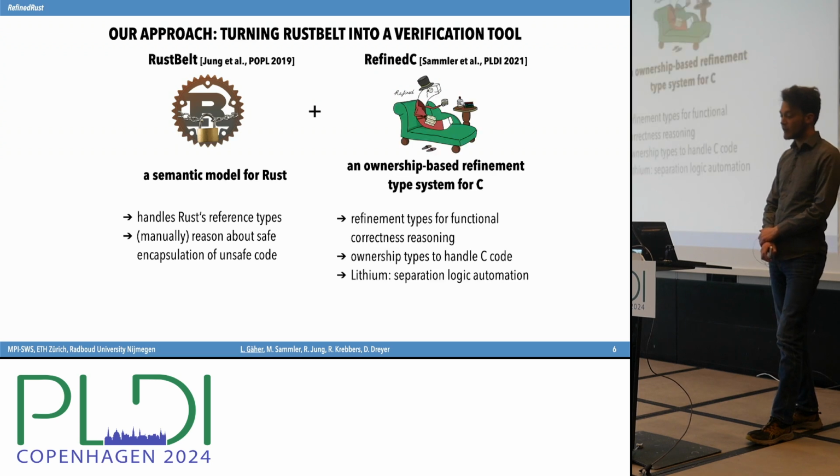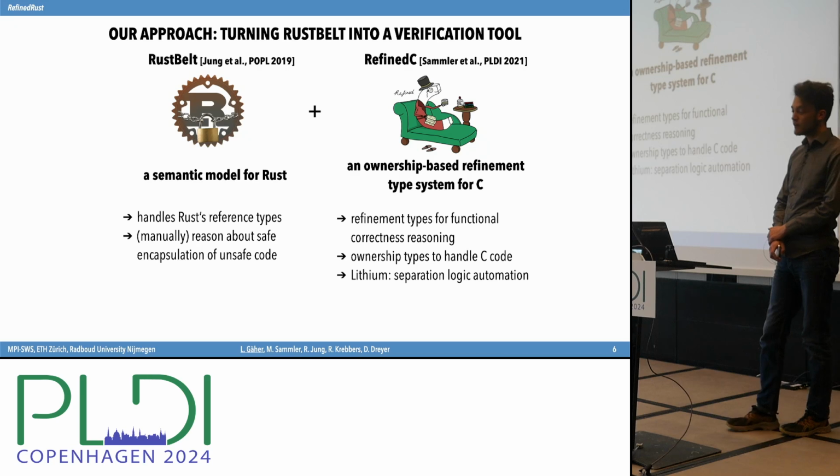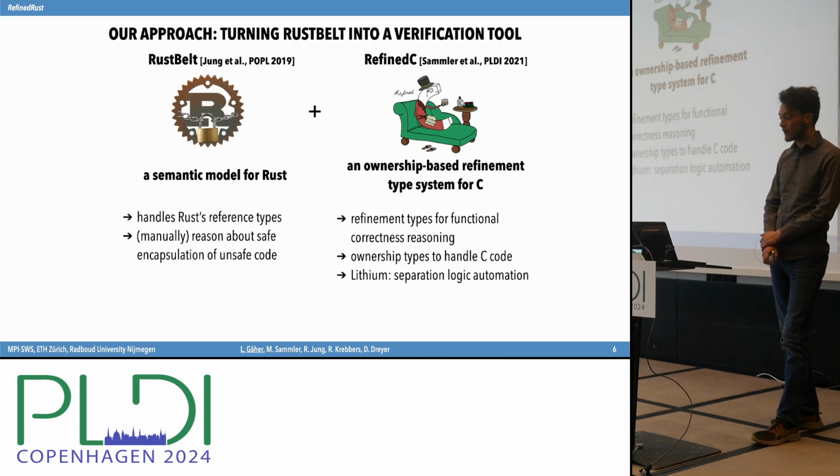So for that, we take inspiration from work on RefinedC at PLDI 2021, 3 years ago, which is an ownership-based refinement type system for C. RefinedC combines Rust-inspired ownership types with refinement types for functional correctness reasoning. And since unsafe reasoning is common in C, it also naturally handles unsafe style code with its type system. And best of all, RefinedC's type checking is automated to a fairly high degree using its Lithium separation logic engine.